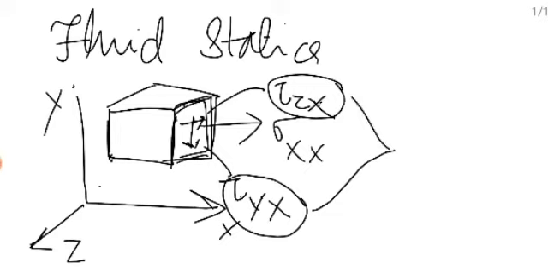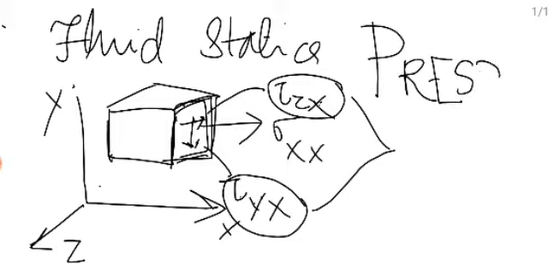Okay, now along the plane means these two, tau zx and tau yx, are shear stresses. Now what is shear stress? Resistance to fluid which is in motion. So in fluid statics, this shear stress is not coming into picture. Only normal stress, sigma, is coming. Now this normal stress we are calling pressure due to fluid.